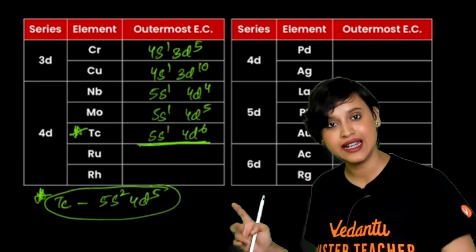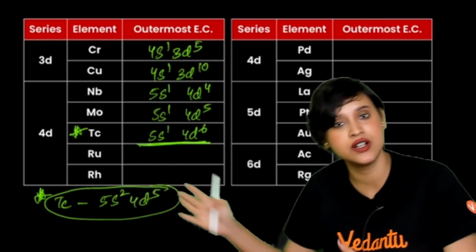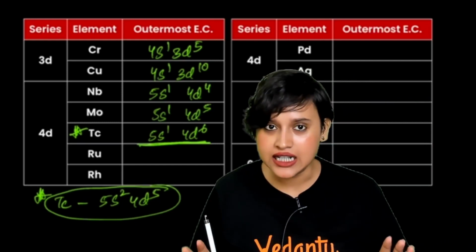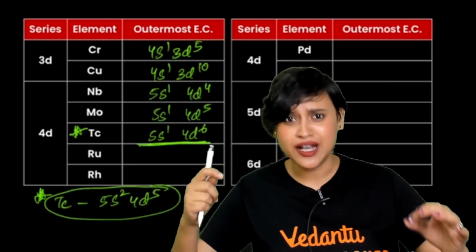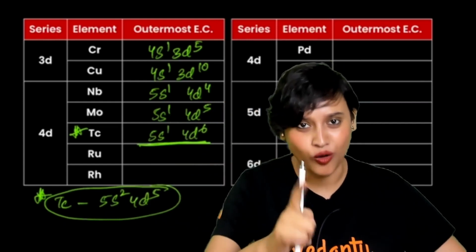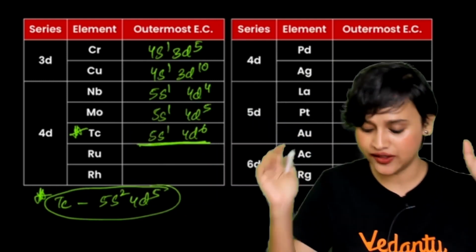However, like I said, in J.D. Lee 5s2 4d5 is written, which makes more sense because half-filled and fully filled stability both are here. Got my point? Now I know you are going to ask me, ma'am, what if it comes in JEE Mains? Follow NCERT. They will also follow NCERT and give you marks according to NCERT. So please know this, okay?